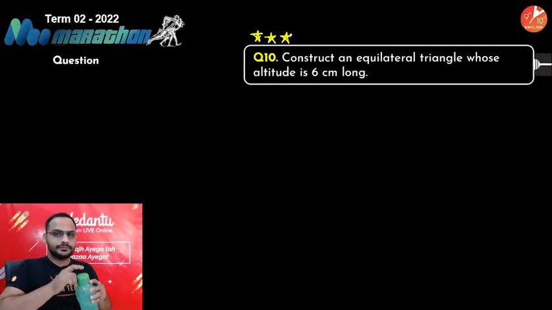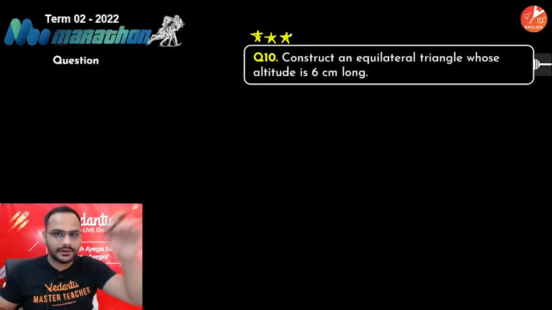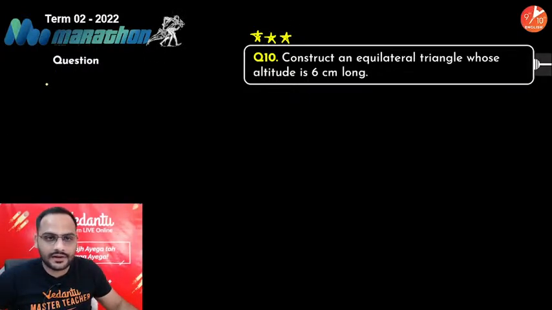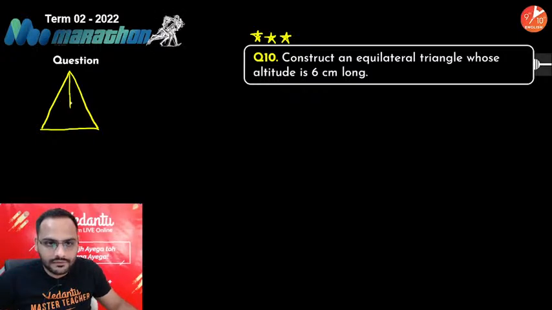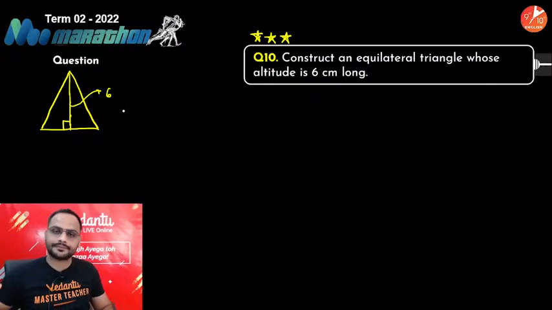ठीक है, length of altitude in the triangle is 6. It is not given to you. ये नहीं बोला है बेटा what is the side. So how do we draw? देखो, in this diagram this is given to you, this altitude, this is given as 6.